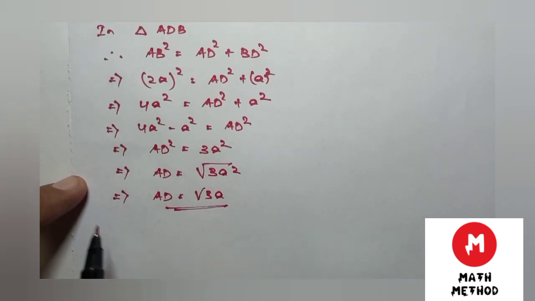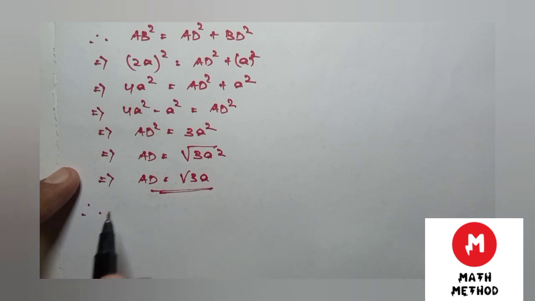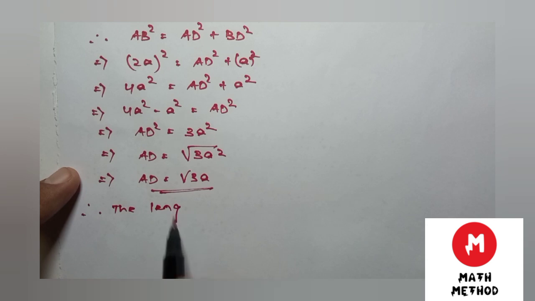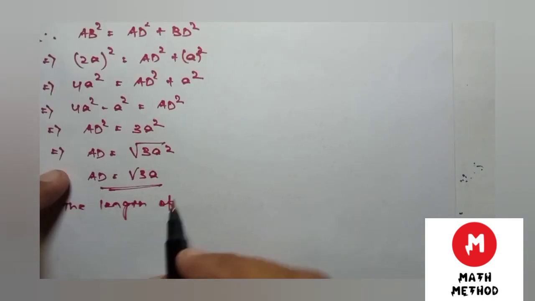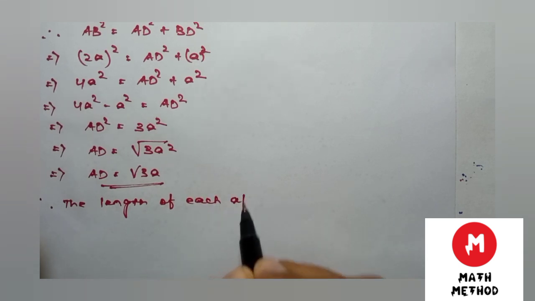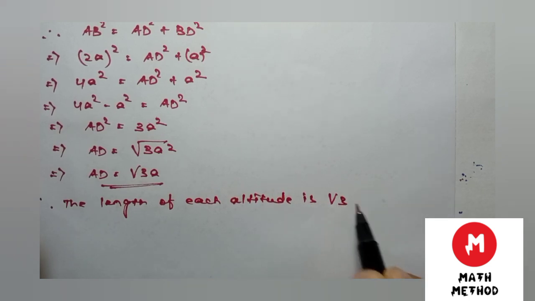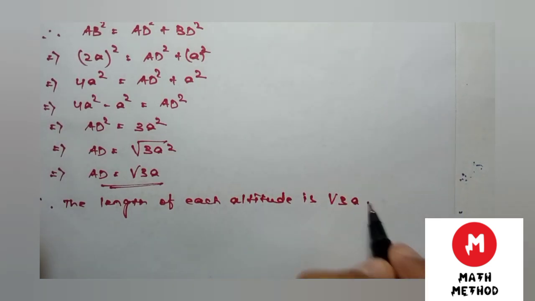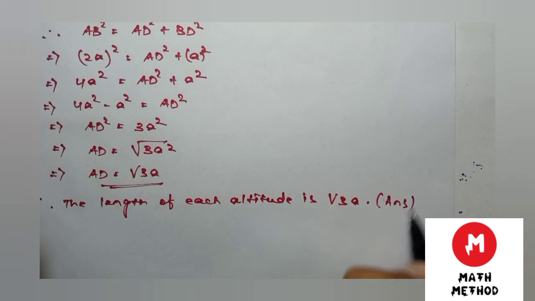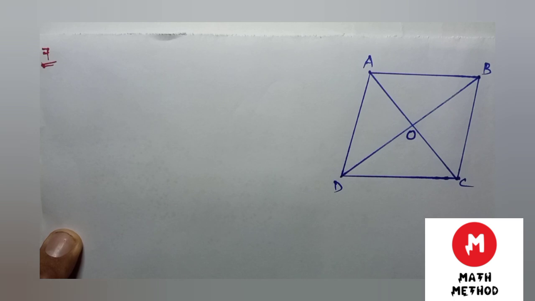So as the altitudes of an equilateral triangle are all equal, we can write: hence the length of each altitude is root 3A units. This is our answer. Clear? Question number 6 is over. Now question number 7. ABCD is a rhombus.